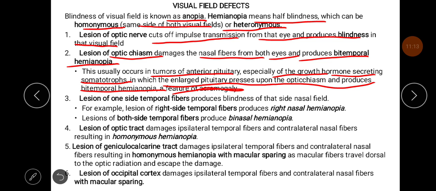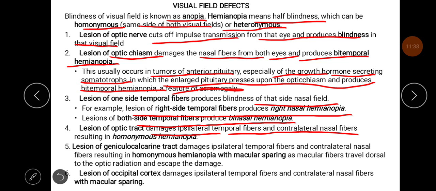A lesion of the temporal fibers on one side produces blindness of the nasal field on that side. For example, a lesion of the right side temporal fibers produces right nasal hemianopia. A lesion of the temporal fibers on both sides produces binasal hemianopia. A lesion in the optic tract damages ipsilateral temporal fibers and contralateral nasal fibers, resulting in homonymous hemianopia.